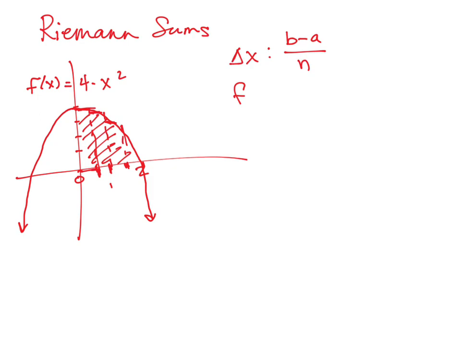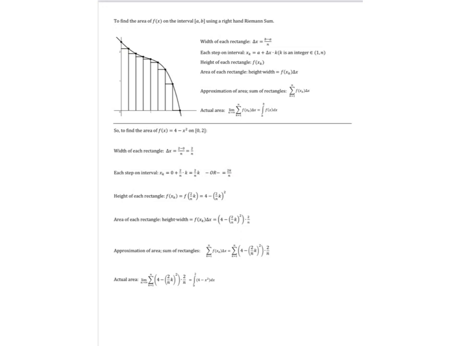Okay, so now open your packet. The height is like f of something, isn't it? So let's open our packet, and you've got a toolkit here. On this front page, it says to find the area of f of x on the interval from a to b using a right-hand Riemann sum.